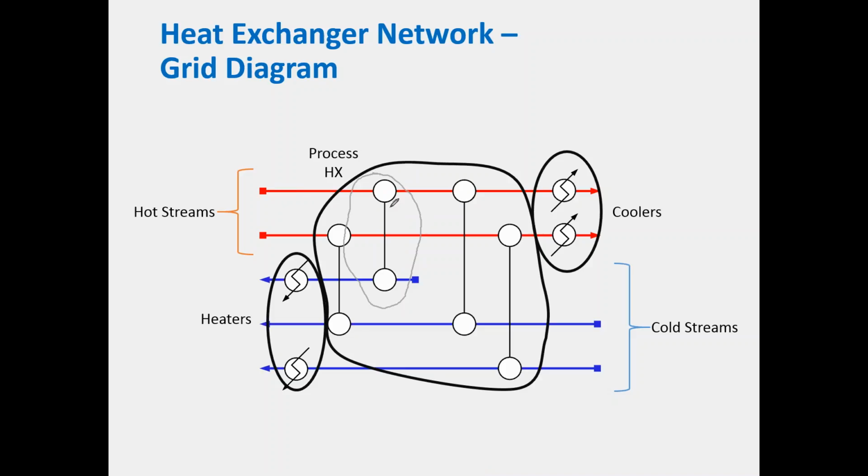this hot stream is being cooled by this other cold stream here. And so this is where we have heat recovery, and this is a really good way to reduce our utility demand, is to recover as much heat from our hot streams and supply that to our cold streams as is feasibly and economically possible.